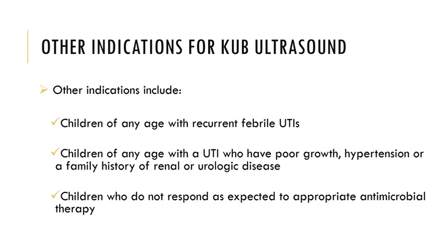Other indications for doing the KUB ultrasound is if you have recurrent febrile urinary tract infections, regardless of the age, a child of any age who has a UTI and has poor growth, you find them to be hypertensive, or they have a family history of renal or urological disease. The other indication will be a child who does not respond as expected to the appropriate antimicrobial therapy.